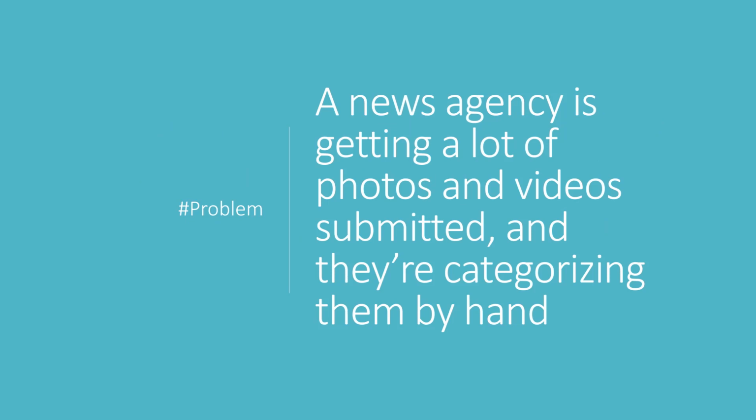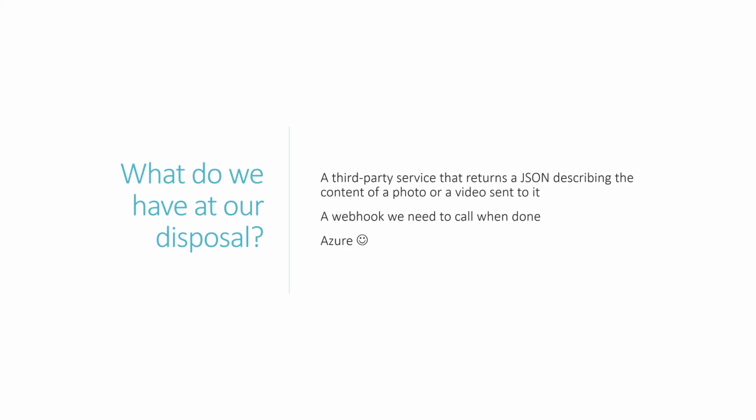Here's an imaginary problem. There's a news agency which is getting a whole bunch of photos and videos submitted, and they actually have people to categorize them by hand. So what do we have at our disposal? Let's imagine that there's a third-party service that returns a JSON describing the content of a photo or a video sent to it. Well, actually we don't really need to imagine it. There's Azure's cognitive services which do exactly that thing.